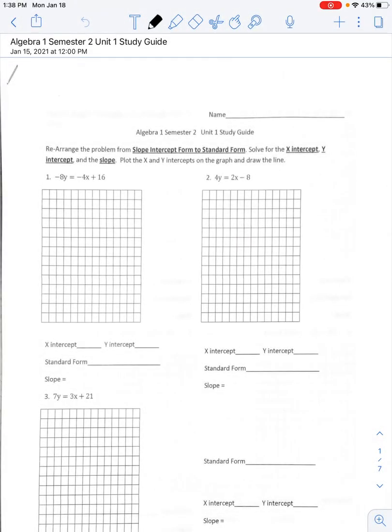Okay, here is going over the study guide. Hopefully, this doesn't take forever to upload, but if you have questions, make sure to fast forward or rewind to any of the problems that you're on.